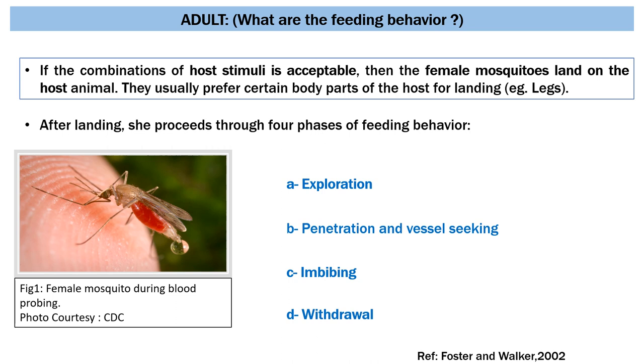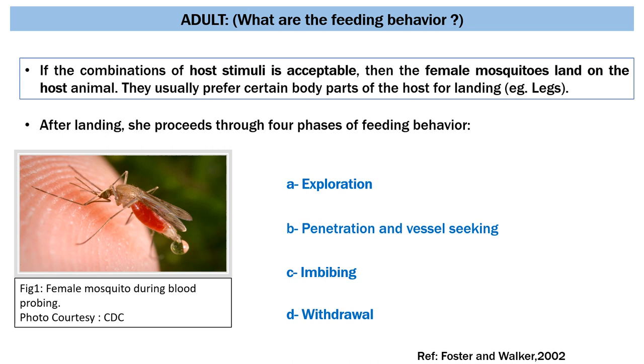The second one is penetration and vessel seeking. After the selection of the feeding site, stylets pierce the skin and the labium acts as a guide. The teeth present on the maxillae help to grip the tissue. Within the subepidermal tissues, from the tip of the hypopharynx, saliva is released, and that saliva comprises antihemostatic enzymes like apyrase and anticoagulants, which inhibit platelet aggregation and clot formation of blood. The phagostimulants present in blood are perceived by the chemoreceptors present on the feeding appendages, and help to locate blood vessels and stimulate ingestion.